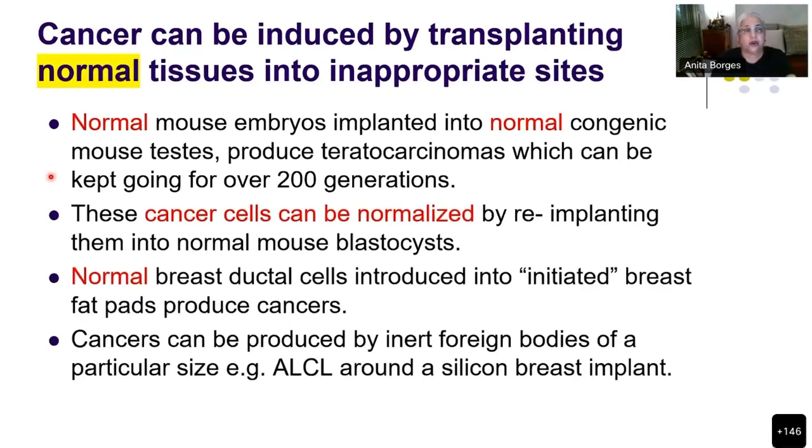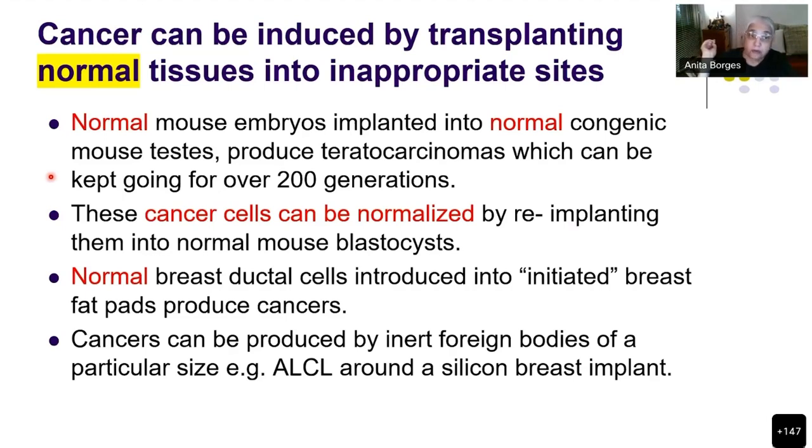And on the other hand, here is normal tissue. You take normal mouse embryos, take an embryo from a normal mouse and implant it into a normal mouse testis. And you know what happens? It produces a teratocarcinoma. All right? It's absolutely normal, so why should it produce a teratocarcinosarcoma? But it does. Okay? You take the same teratocarcinosarcoma and reimplant it into a normal mouse blastocyst, and the teratocarcinosarcoma just disappears. It becomes normalized.